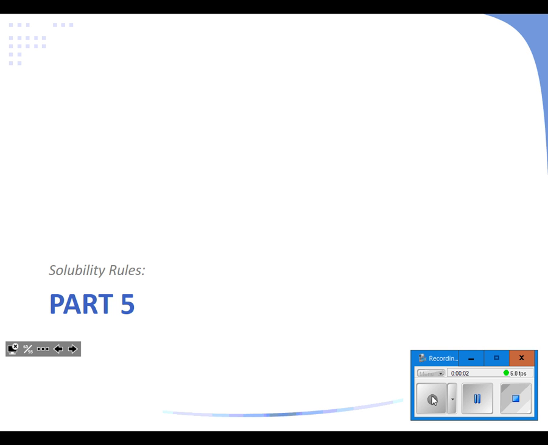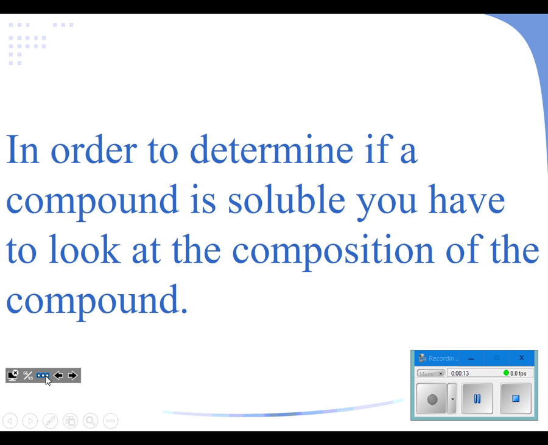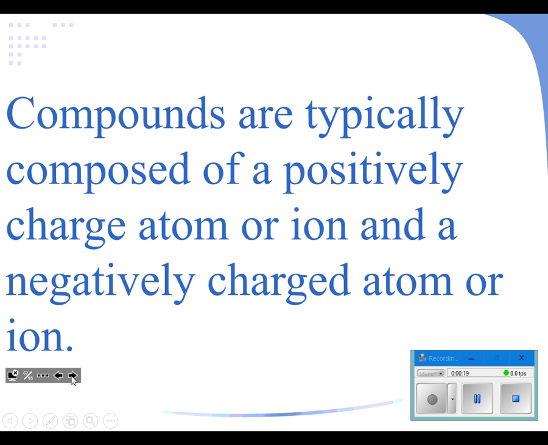This is part 5 of the Unit 11 notes on water, aqueous systems, and solutions, and this is the solubility rules. In order to determine if a compound is soluble, you have to look at the composition of that compound. Compounds are typically composed of a positively charged atom or ion and a negatively charged atom or ion, which we call a cation and an anion.